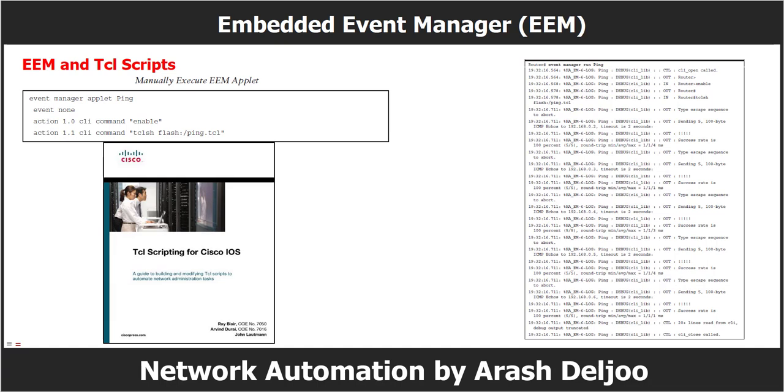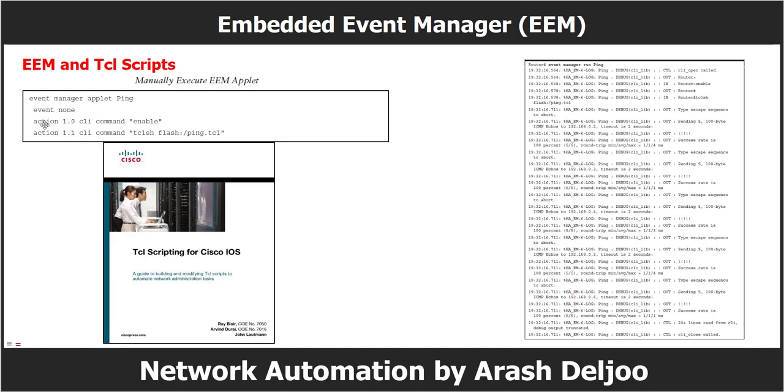To manually run an EEM applet, the event manager run applet-name command must be used. As you can see here, event manager run ping. This is the name, and here we can see this name. And also here, actually we don't have any event, only we have the action. It means that you should run it manually.